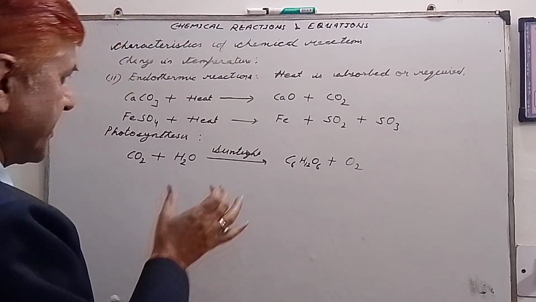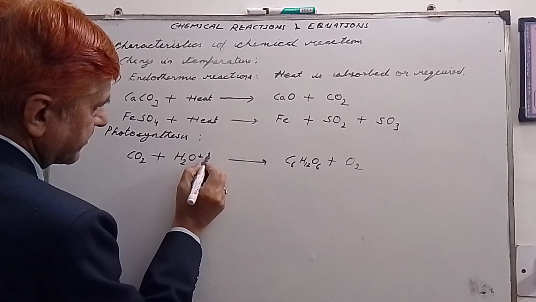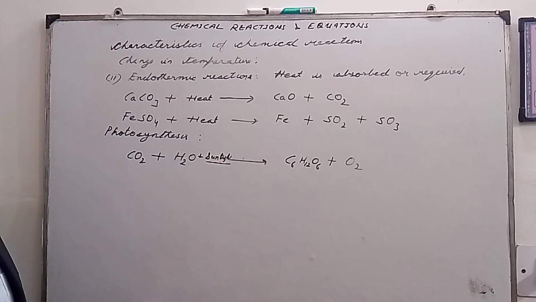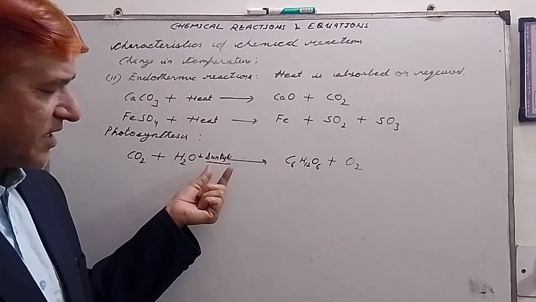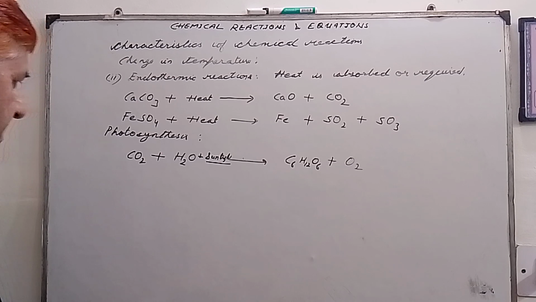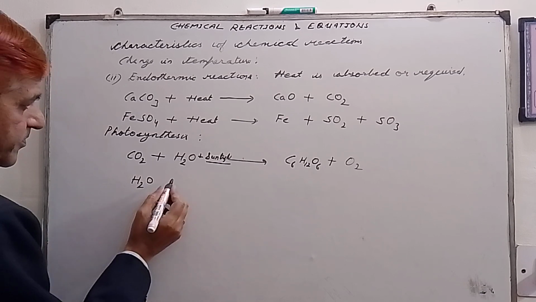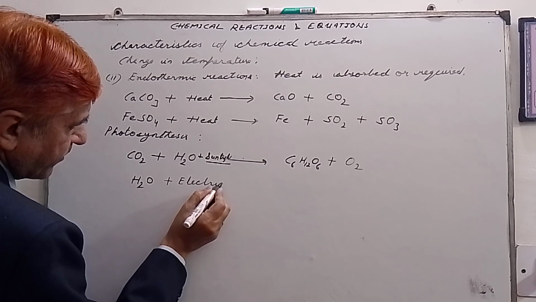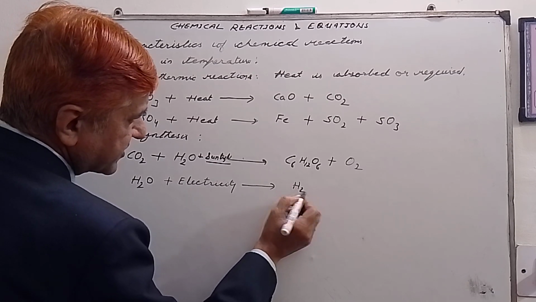So now here you can write plus sunlight. Sunlight is here heat. In place of heat, we can also write sunlight, because heat is also energy and sunlight is also energy. Similarly, electricity is also energy. For example, H2O plus electricity, electric energy, gives us hydrogen plus oxygen.